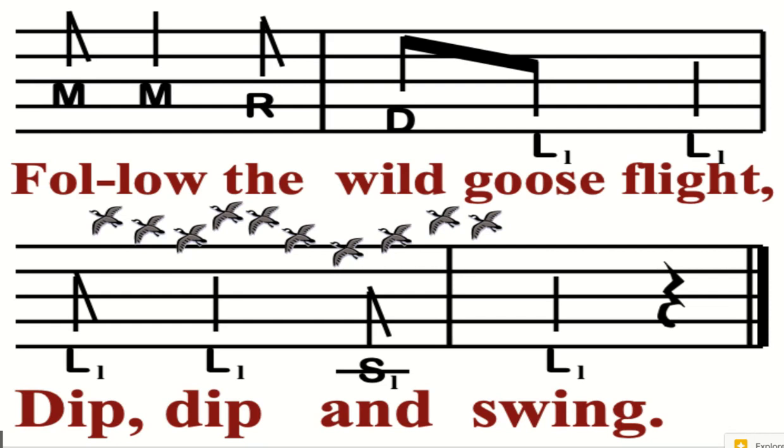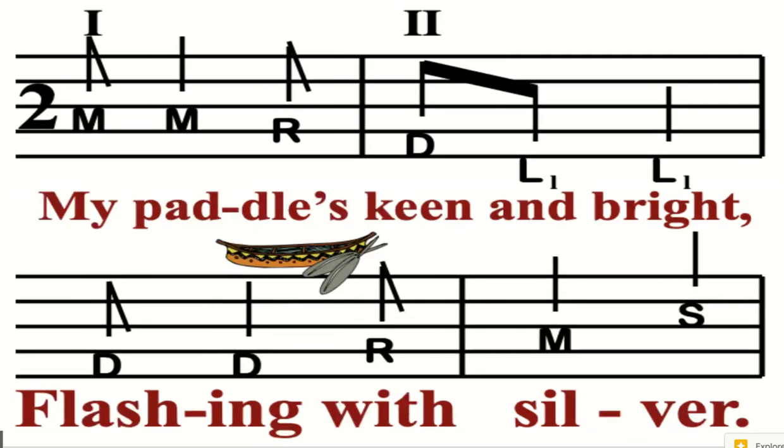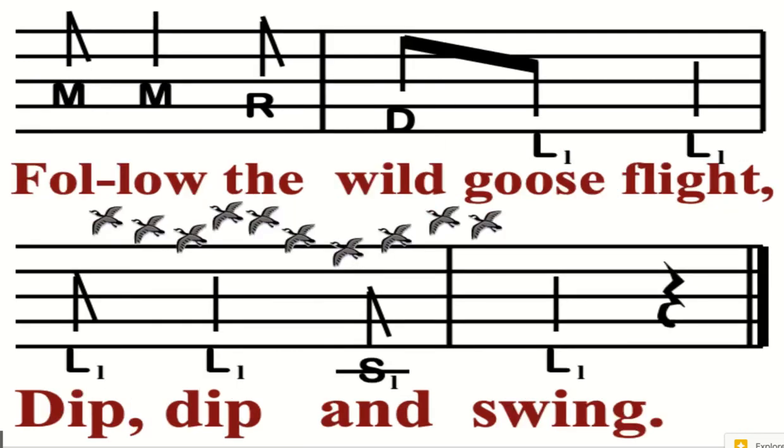And then the next one is dip, dip, and swing. Dip, dip, and swing. Shh, okay? Do, mi, here's mi, and it's my paddle's keen and bright, flashing with silver. Follow the wild goose flight, dip, dip, and swing.